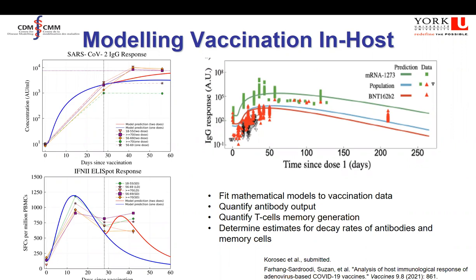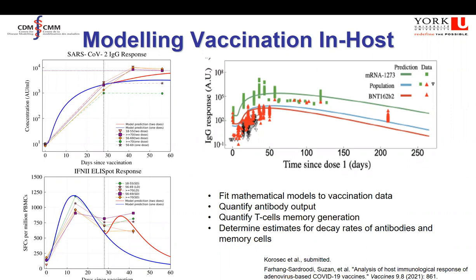We've also used a very similar model for Pfizer and Moderna study. On the right-hand side here, I'm showing a fit that we have to clinical trials for both Pfizer and Moderna, where green is mRNA 1273, so that's Moderna clinical trial data. Red is BNT162b2, which is Pfizer. And we fit a very similar mathematical model to the data for that.